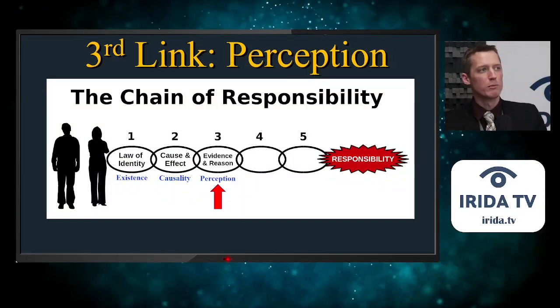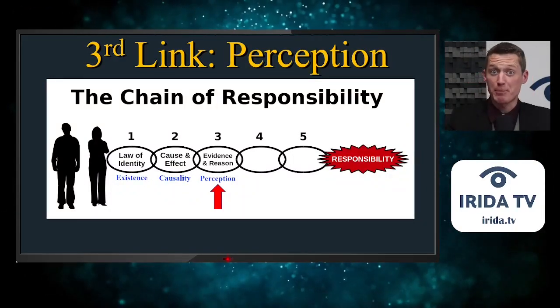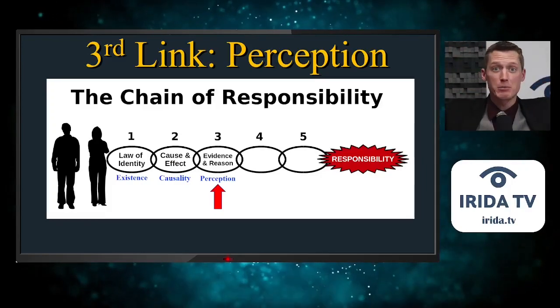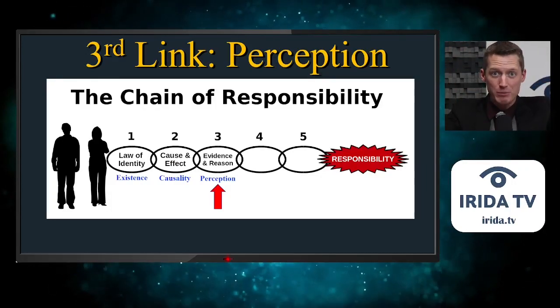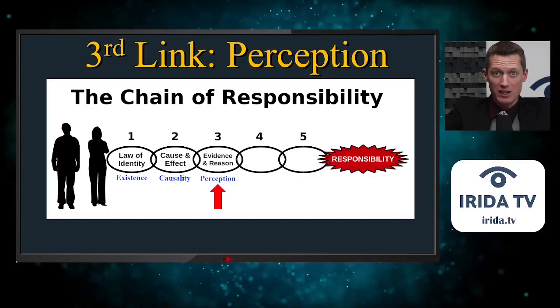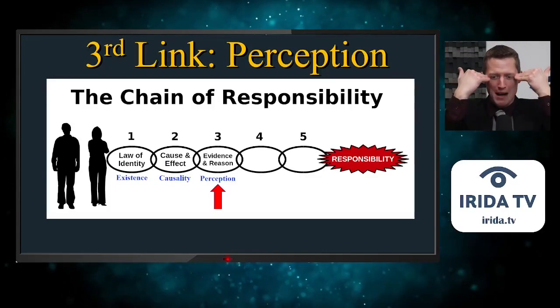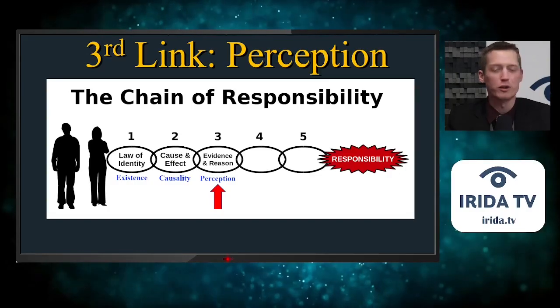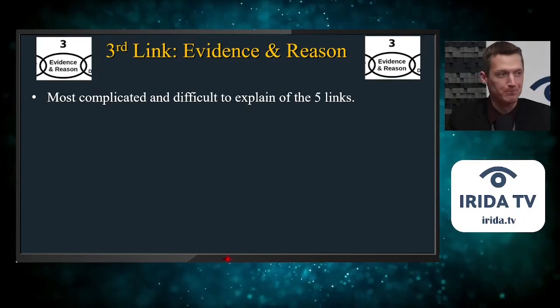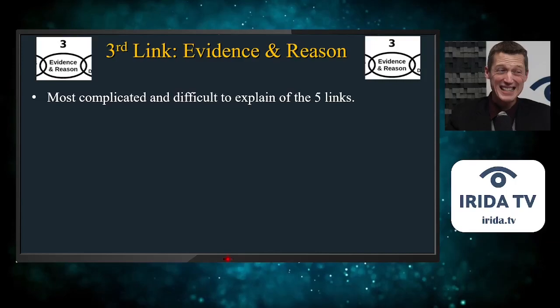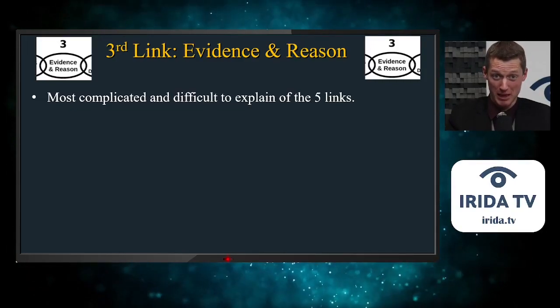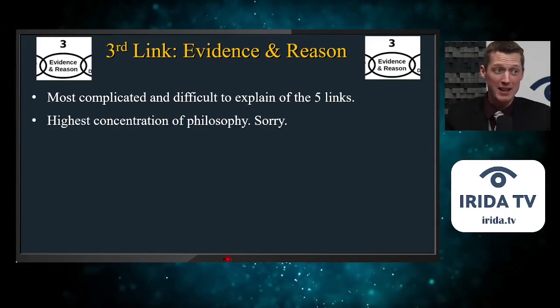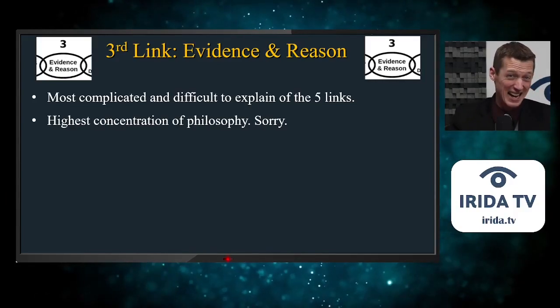Okay, let's move on to link three. This is perception. We've talked about the objective universe; now we're talking about how our knowledge of that objective universe gets into our minds, and also evidence and reason. This is the most complicated and difficult to explain of the five links, and probably has the highest concentration of philosophy. I'm sorry about that.